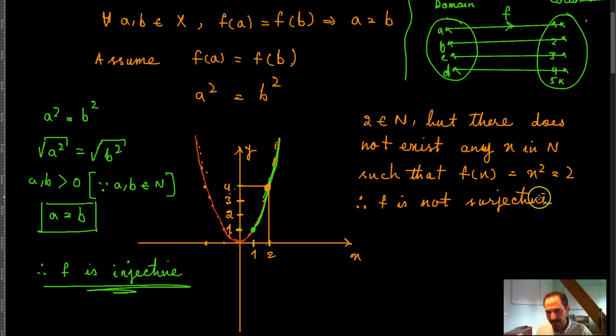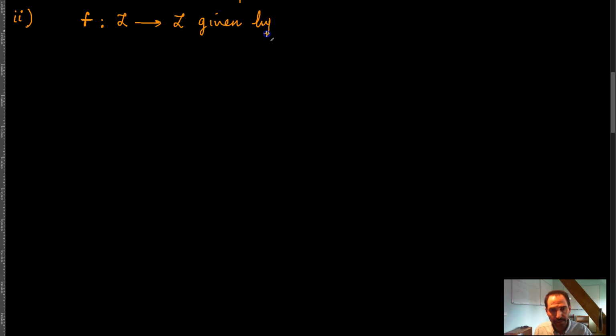Right? So, okay, the second part of this question is again the same function, but now we are changing the domain and the codomain. This is part 2 of the same question. Now f is a function that goes from Z to Z, the set of integers to the set of integers, given by the same rule, meaning that f of x is equal to x squared.